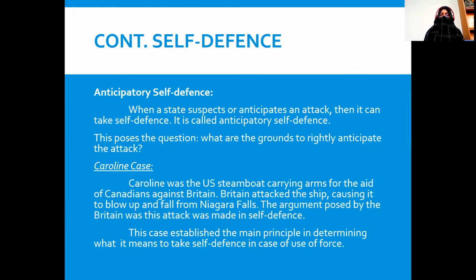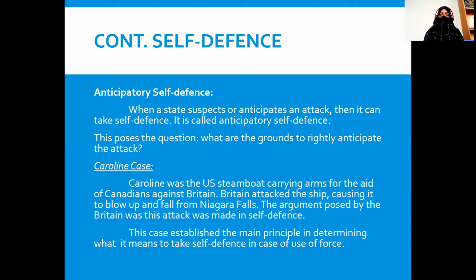Now coming towards anticipatory self-defense: when a state suspects or anticipates an attack, then it can be taken as self-defense. This is what we call anticipatory self-defense. However, anticipatory self-defense itself poses certain questions. One of the most important ones is, on what grounds do we understand that the anticipatory self-defense that was used was on the right parameters or not? For that, we need to look at the Caroline test.